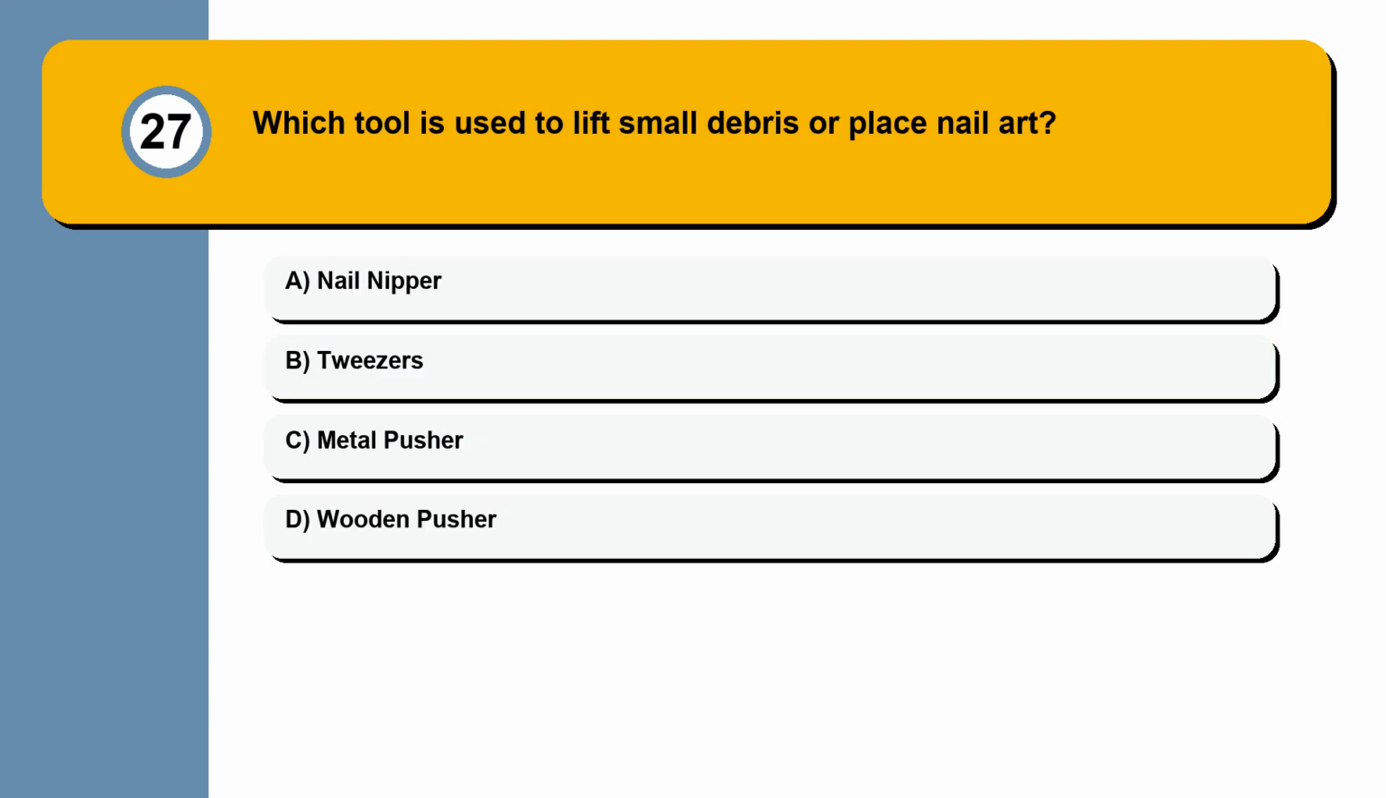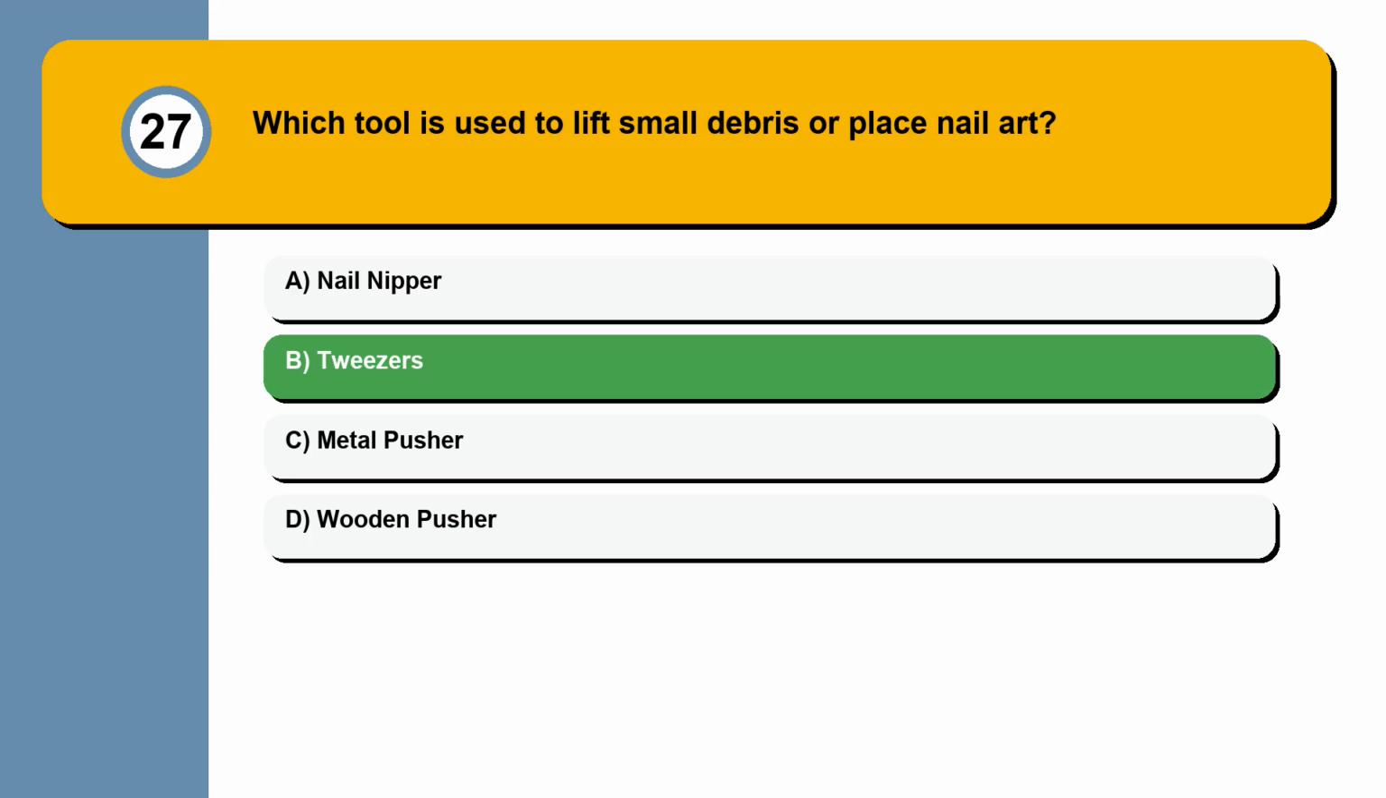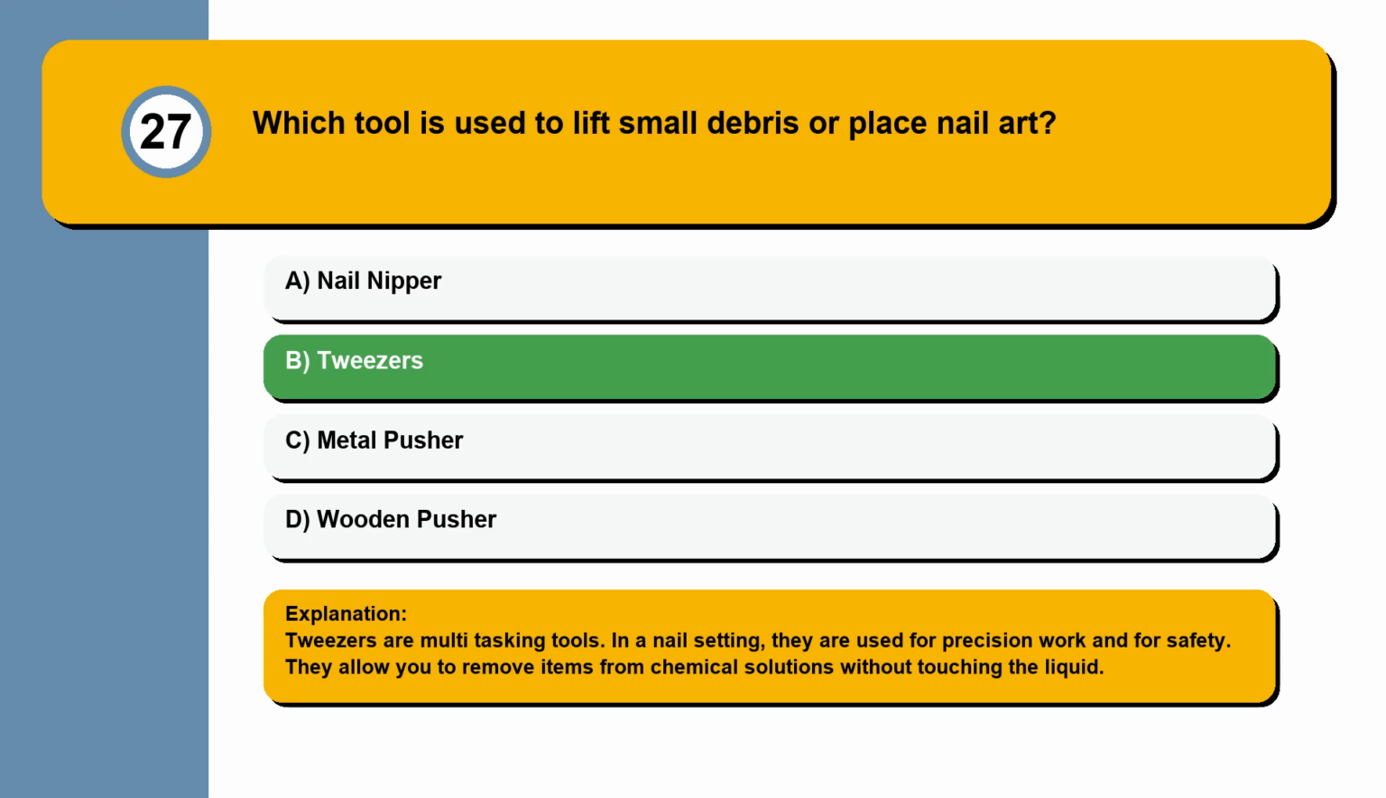Question 27. Which tool is used to lift small debris or place nail art? Nail nipper, tweezers, metal pusher, wooden pusher. Tweezers are multitasking tools. In a nail setting, they are used for precision work and for safety. They allow you to remove items from chemical solutions without touching the liquid.